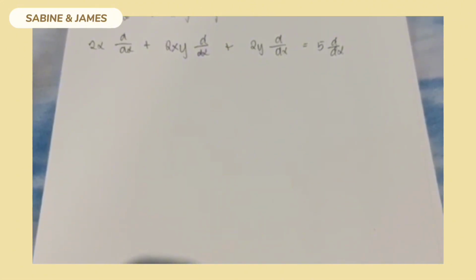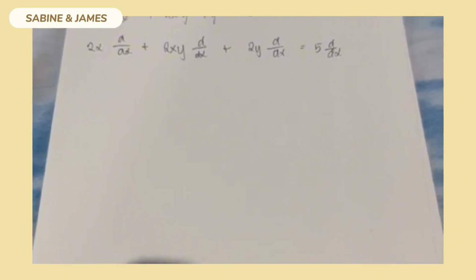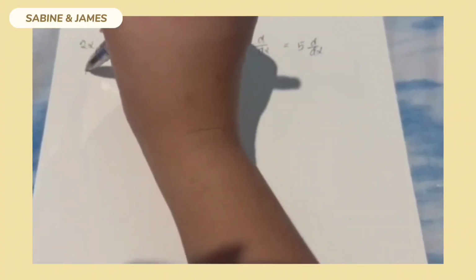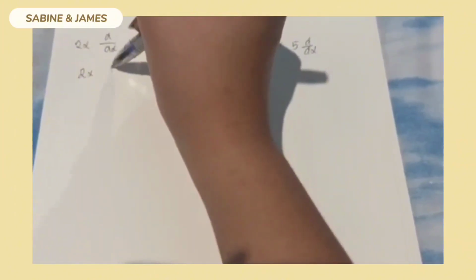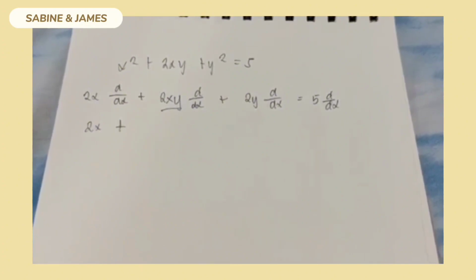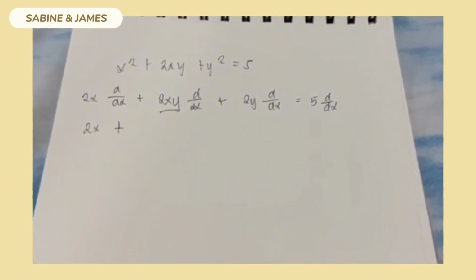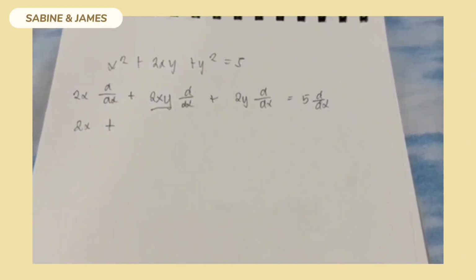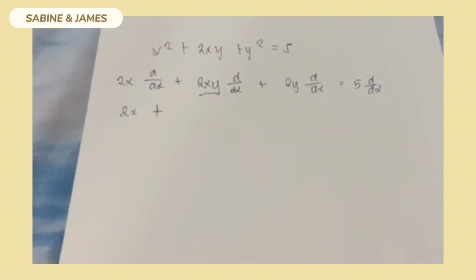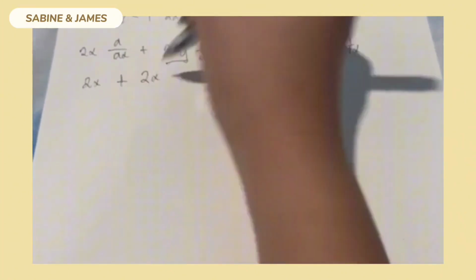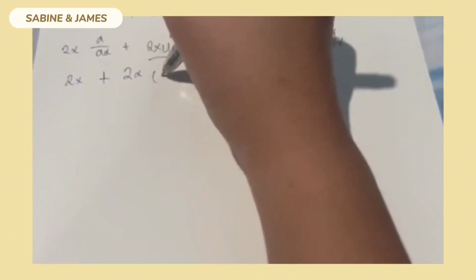Now let's differentiate x squared to 2x. Plus, for this part right here, you have 2xy. And then whenever you see xy combined, always use the product rule. So let's separate this function to 2x times y.